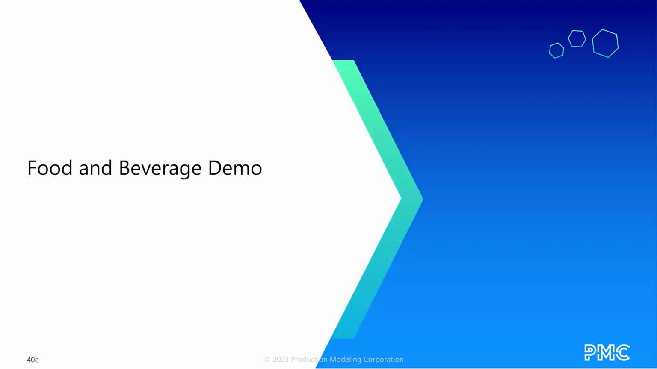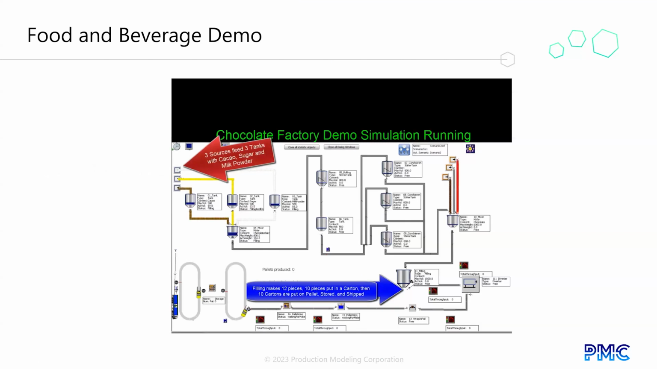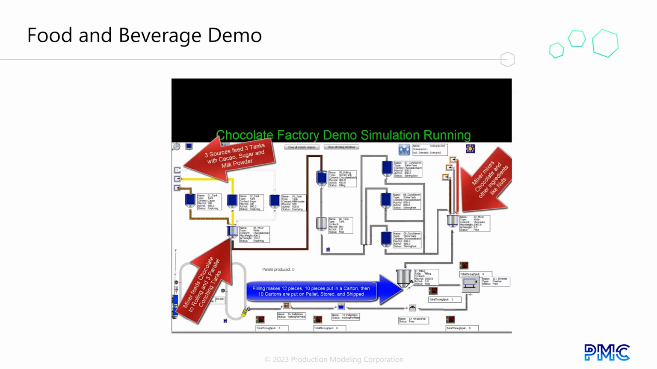Our next demo video will quickly show you several of these objects in action. That's a model of a chocolate factory in action. As you can see, visualization is really nice. You can see raw materials flowing through pipes, tanks filling up and emptying, stirrers stirring, mixers mixing, the filler filling, the diverters sending individual pieces to be wrapped, put in cartons, and cartons put on pallets, then stored and shipped.